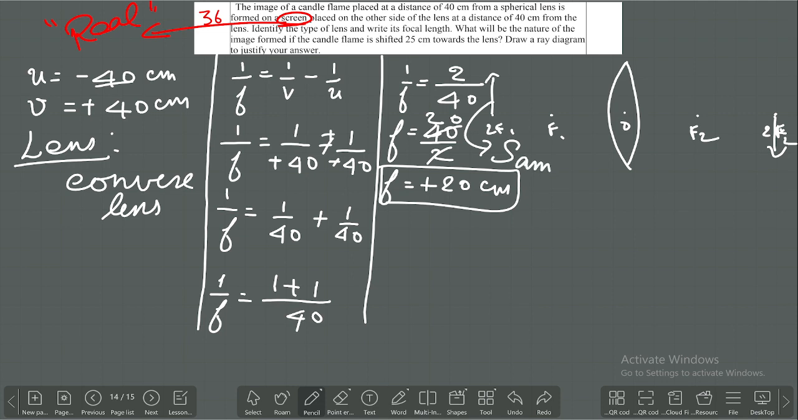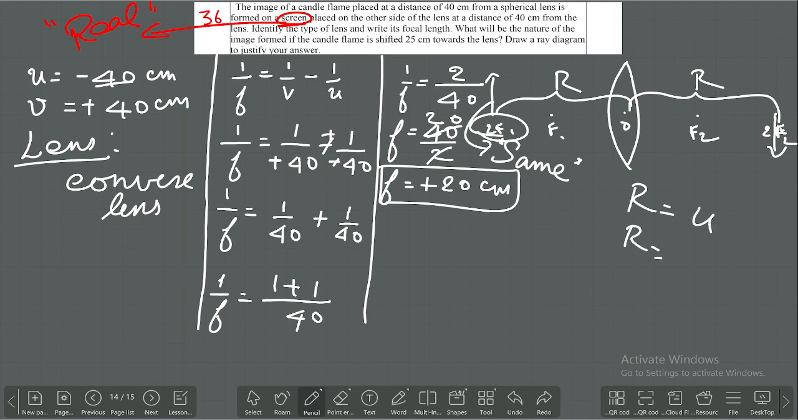This represents that I am going to get the same size image. So at what position will you get the same size image? Whenever you place the object at 2F1. 2F1 is nothing but the radius of curvature. That means the object distance will be equal to the radius of curvature. So what is the value of object distance? U is equal to 40 centimeter. That means the radius of curvature is also going to be 40.